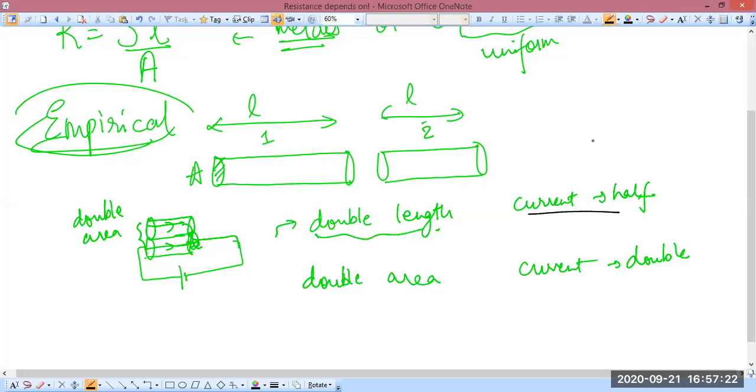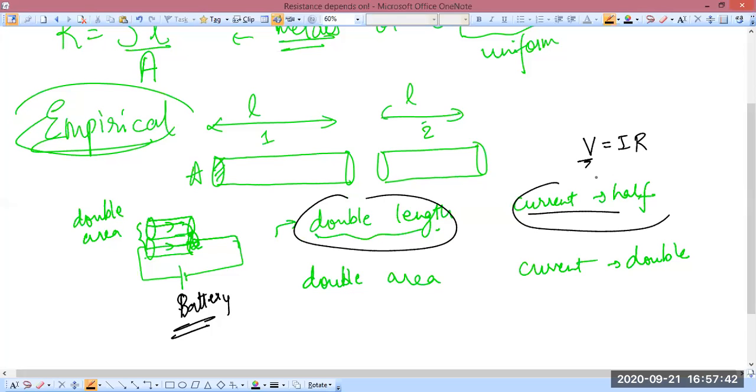If you consider Ohm's law, that V is proportional to I, then based on that you write V is equal to IR, right? The battery is still the same. We are not changing the battery voltage. So when we double the length, the current is becoming half, but V is the same. That is only possible if R is double, right?